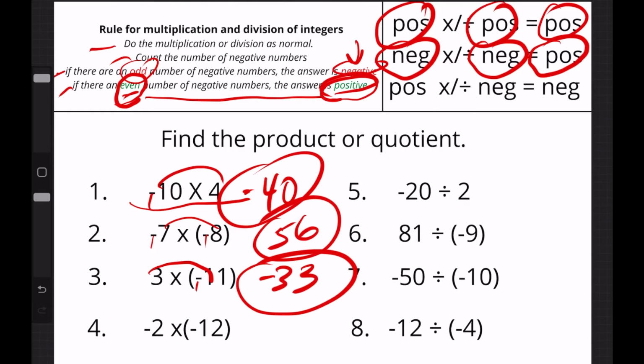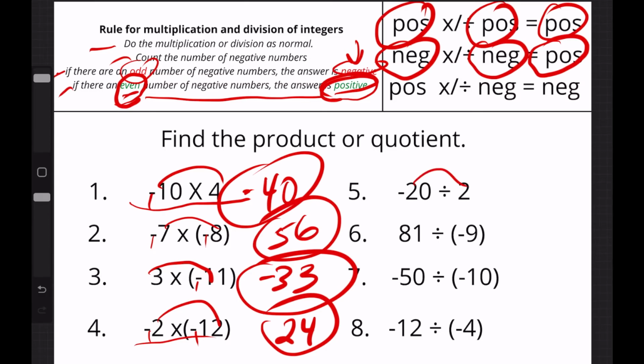And let's do the last one. 2 times 12, well, that's 24. And then how many negatives do we have? We've got 2. Well, 2 is an even number. So if we look at our list up there, if there's an even number of negative numbers, the answer is positive. So the answer is positive 24. Division works the same way.